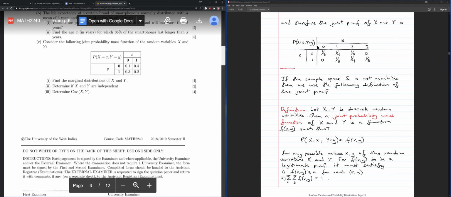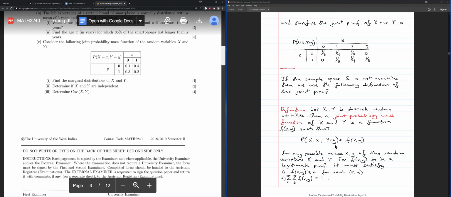So notice for this PMF, if you forget about the fact that it came from an experiment, the possible values for X would be 0, 1. Possible values for Y would be 0, 1, 2, and 3. And this f of xy is just the information in the table here. So the f of xy is literally the same thing as this table, in the discrete case.